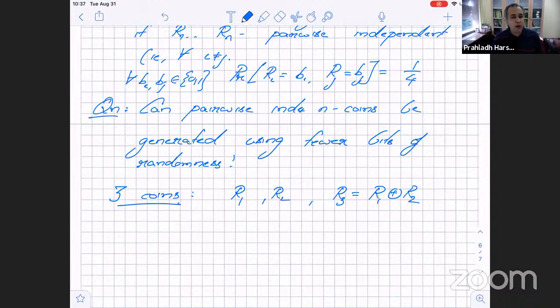But on the other hand, if you look at any particular distinct pair, you will see all possible 4 values. Among the 3 coins, you won't see all 8 values. There are only 4 values. But for any pair, you will see all possible 4 values. Do people see that? These 2 I pick independently, and then I set R3 to be this. This is a setting of 3 coins which are pairwise independent.